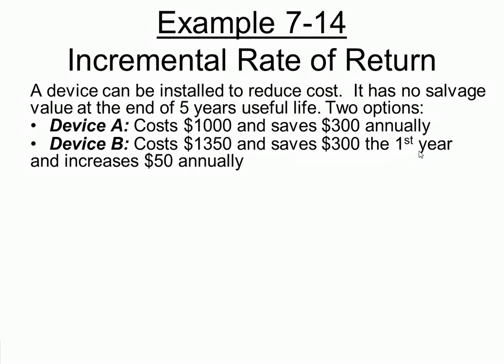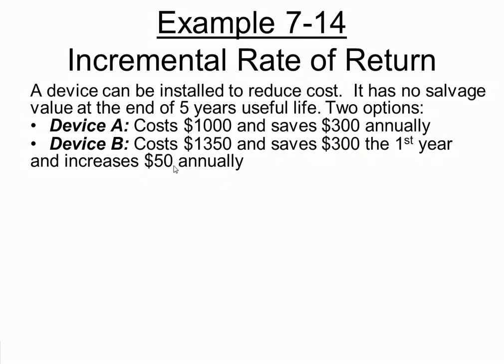And then if you look at this example of incremental rate of return for 2 devices, we can install a device to reduce the cost. It has no salvage value at the end of 5 years of useful life. And we have 2 options. Device A costs 1,000 and saves 300 annually. Device B costs 1,350 and saves 300 in the first year, which increases 50 annually.